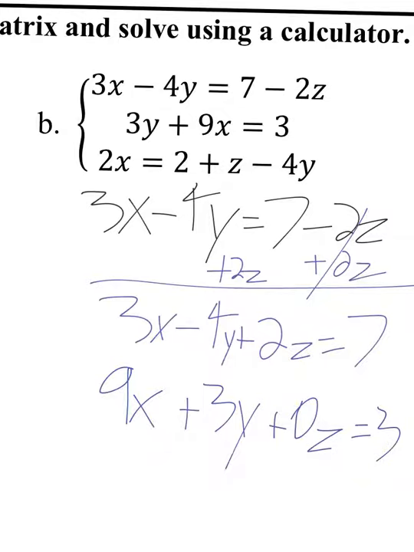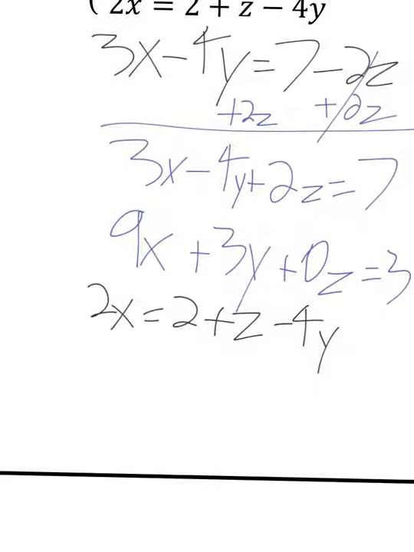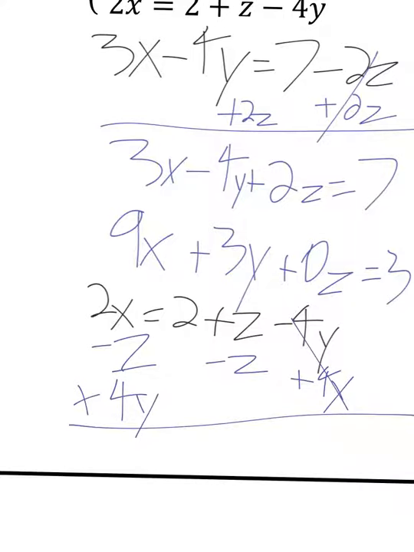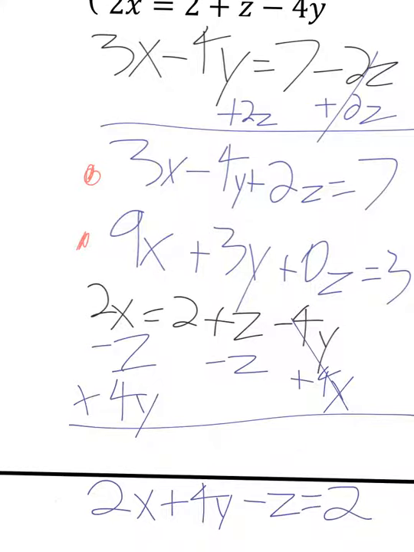All right, and then the third equation says 2x equals 2 plus z minus 4y. So that means I need to get that z and the minus 4y to the other side. So all I have to do there is just subtract the z over and add the 4y over. All right, so I'm going to get this equation. I get 2x plus 4y, I'll write it in order, minus z equals a positive 2. All right, so I have my three equations.